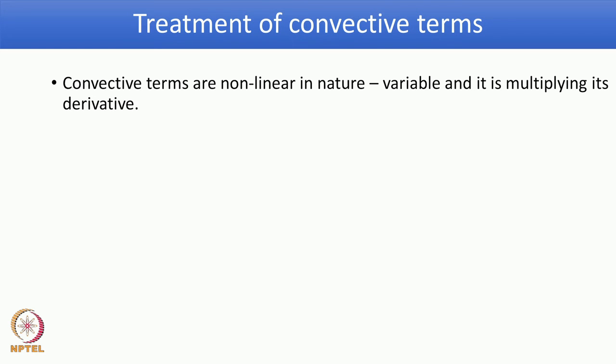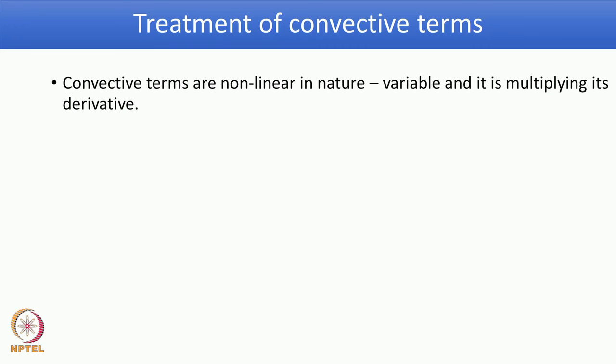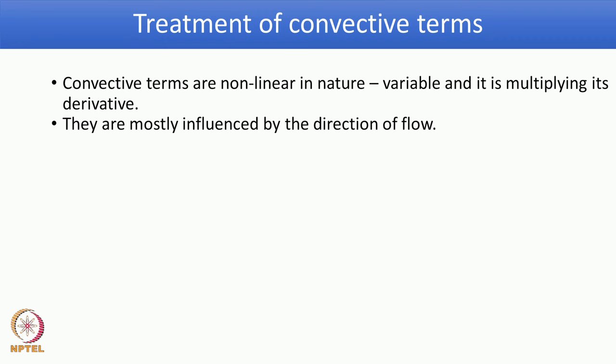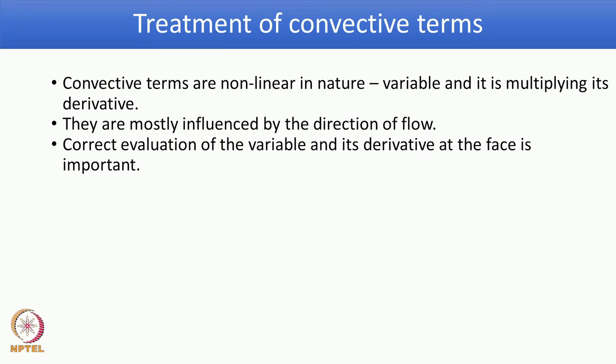So, we have been talking about convective flux and the variable phi present in the convective flux, and how to get that variable evaluated at the control volume, how to get the variable evaluated at the face. Now, these convective terms are nonlinear in nature and they also multiply its derivative. They are mostly influenced by the direction of the flow. So, we have to have the correct evaluation of the variable and its derivative at that face, which is very important as it affects accuracy and solution procedure.